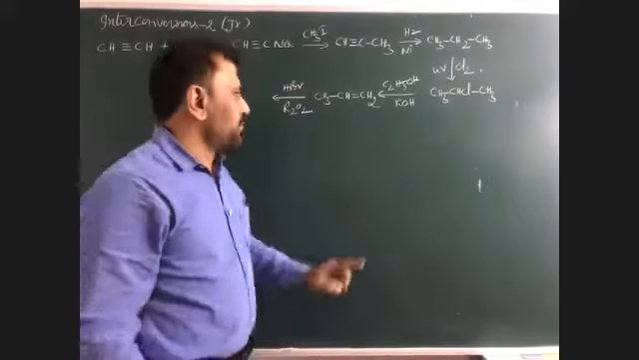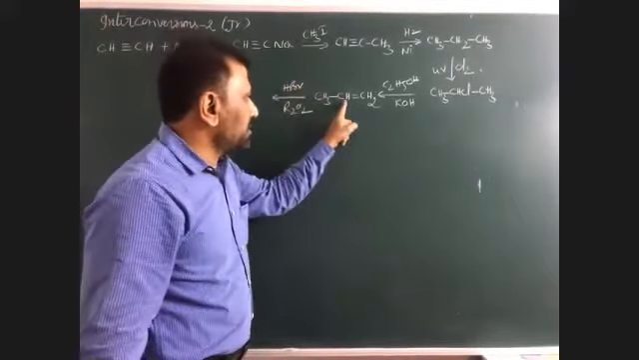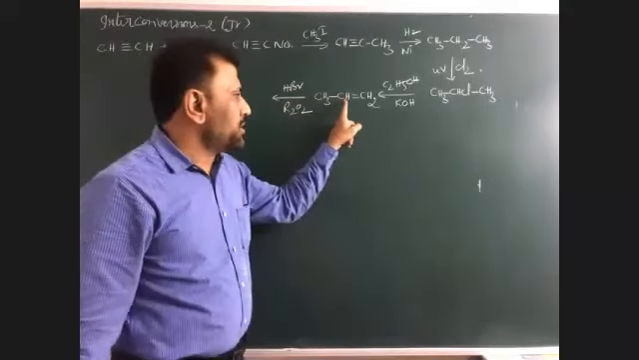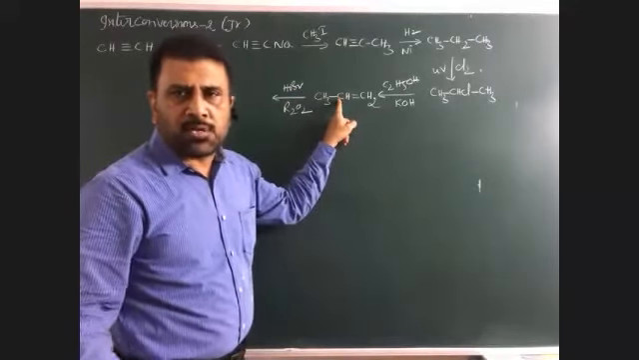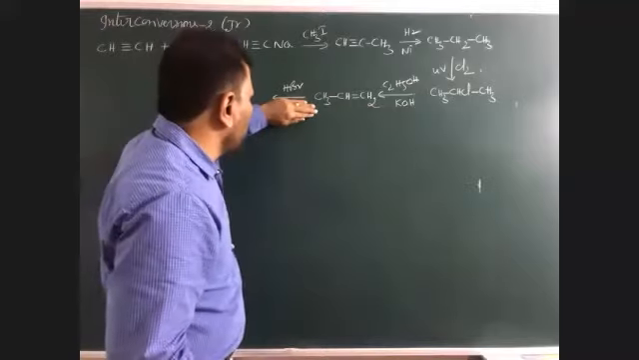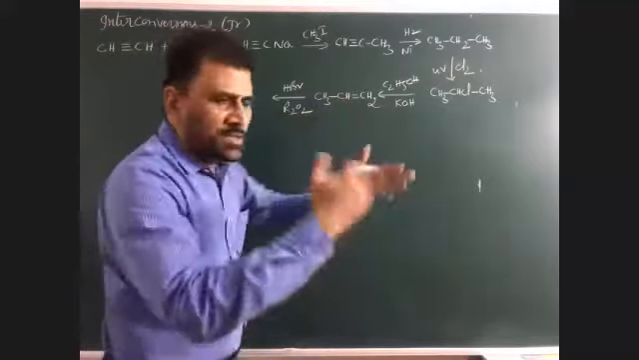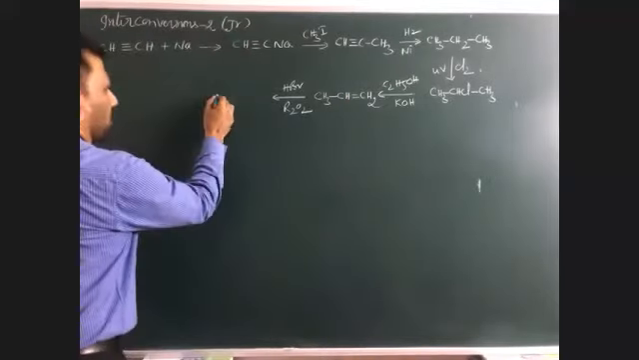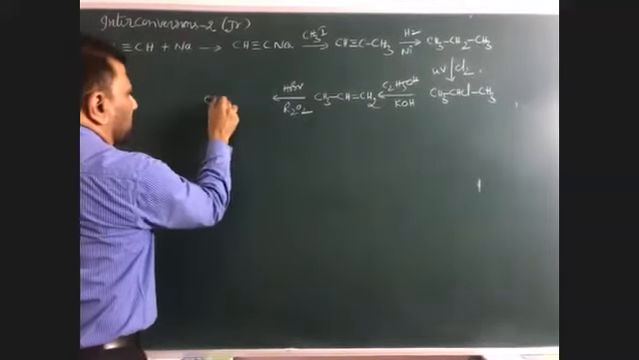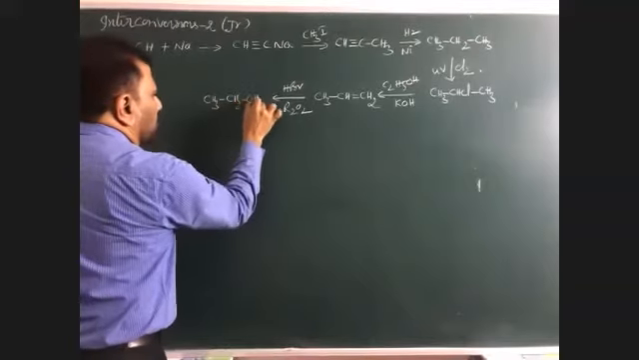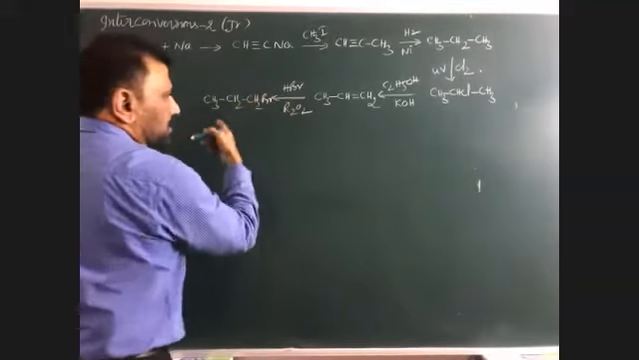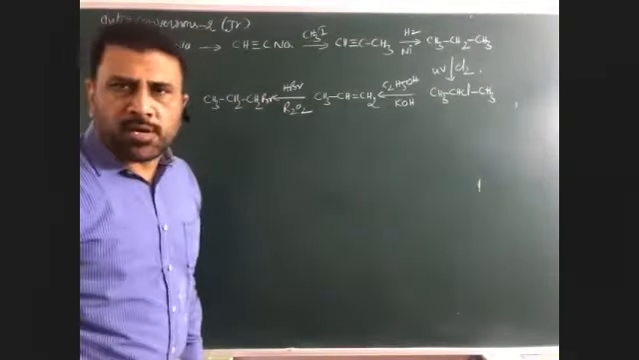What is Markovnikov rule? The negative part adds to the less hydrogenated carbon based on the intermediate carbocation stability. So simply, if R2O2 is not there, then Br will be adding here. If R2O2 is there, then reverse. So the major product here is CH3, CH2, CH2Br. This is n-propyl bromide.